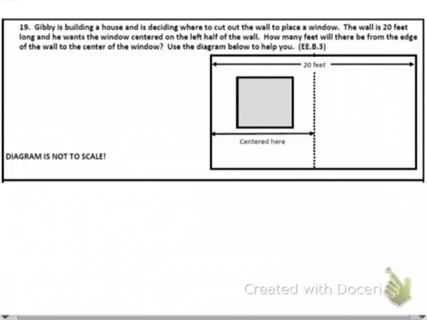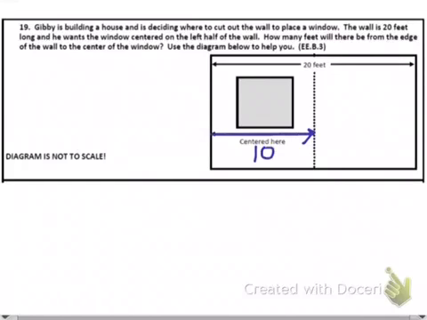Number 19 says Gibby is building a house and is deciding where to cut out the wall to place the window. The wall is 20 feet long and he wants the window centered on the left half of the wall. How many feet will there be from the edge of the wall to the center of the window? So it says use the diagram below to help you. So if you have a total of 20 feet, then you need to determine what the space is right here. So that would be half of the 20 feet. Half of 20 would be 10.